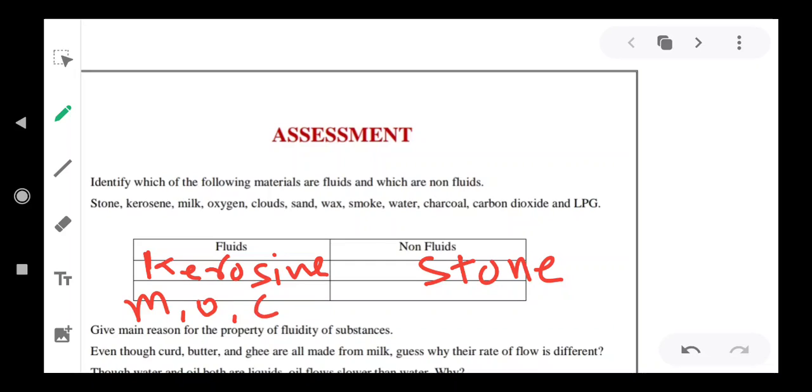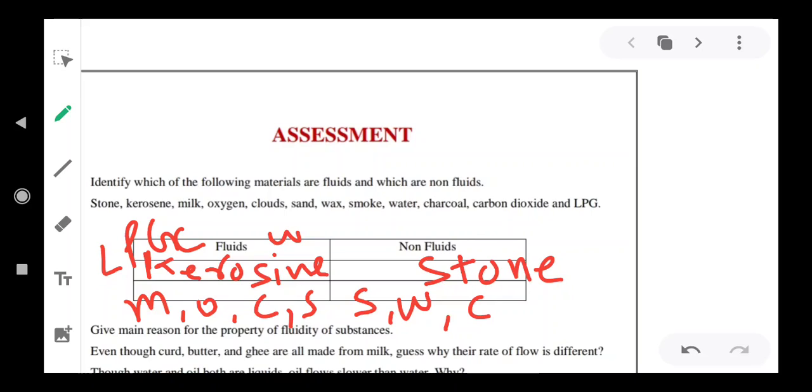So that also flows easily. Sand. Sand is a solid, so that comes under non-fluids. Wax. Wax is also a solid, so that comes under non-fluids. Smoke. Smoke is a gas, so it will flow easily. Water. Water is also a fluid. Charcoal. What is the meaning of charcoal? In the first worksheet we already discussed. Charcoal is a solid, so it comes under non-fluids. Next, carbon dioxide is a gas, so it is a fluid. LPG is a liquefied gas, that is also liquid, so it comes under fluids.